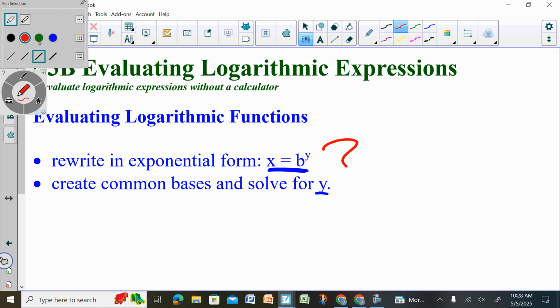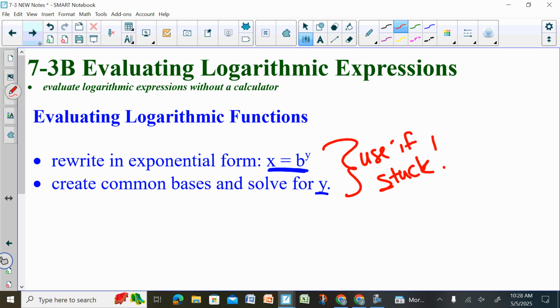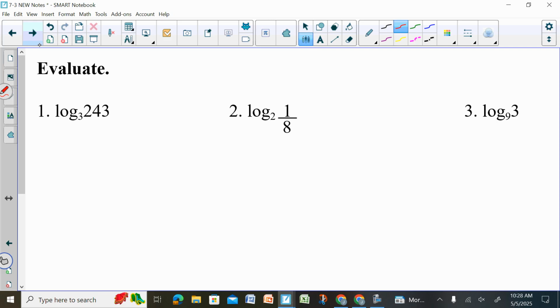I want this to be used if stuck. So if you can't do it and you're stuck, this is an easy thing to do. You're going to rewrite the log just like we did in the first part as an exponential, and then you won't have a y value, so you'll solve for y. But more importantly, I'd like you to just think these through. So we're going to go through a couple of these.